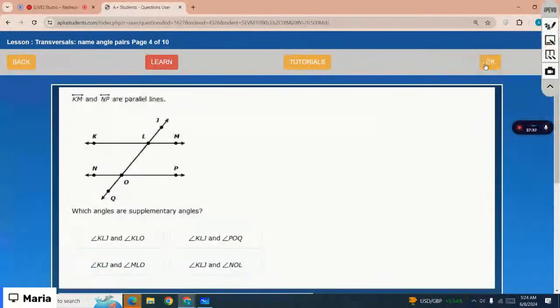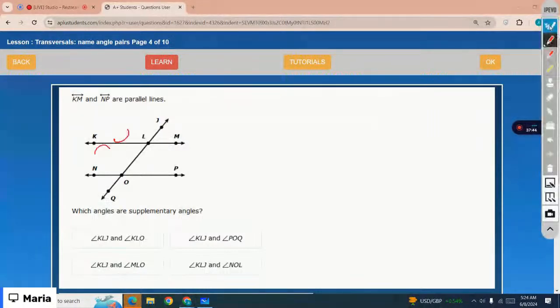KM and NP are parallel lines. Which angles are supplementary angles? Supplementary angles are the angles that sum up to 180 degrees, right? KLJ, KLO. The correct option is option number 1, right? This is the angle that measures 180 degrees, so that is the supplementary angle.